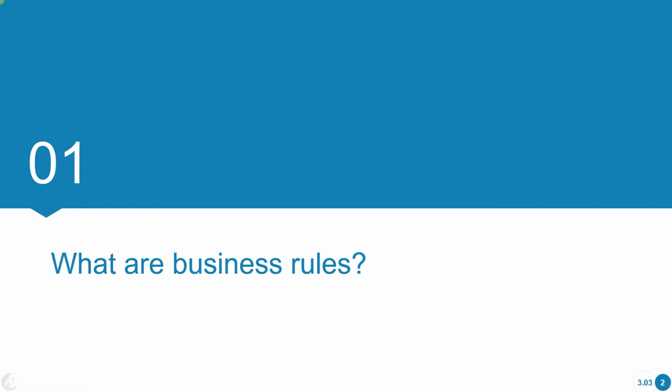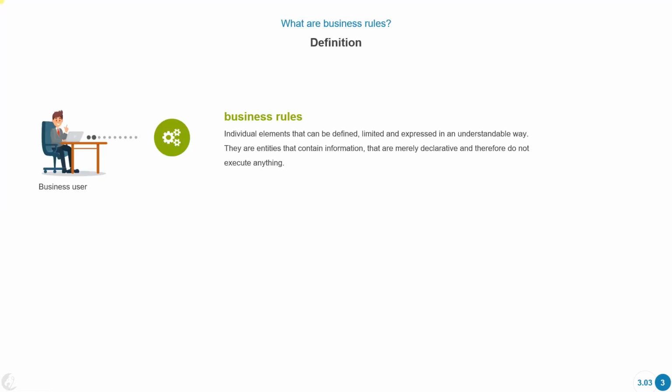What are business rules? As we can see here, business rules are individual elements that can be defined. They can be limited and expressed in an understandable way. They're entities that contain information that are declarative and don't execute anything.